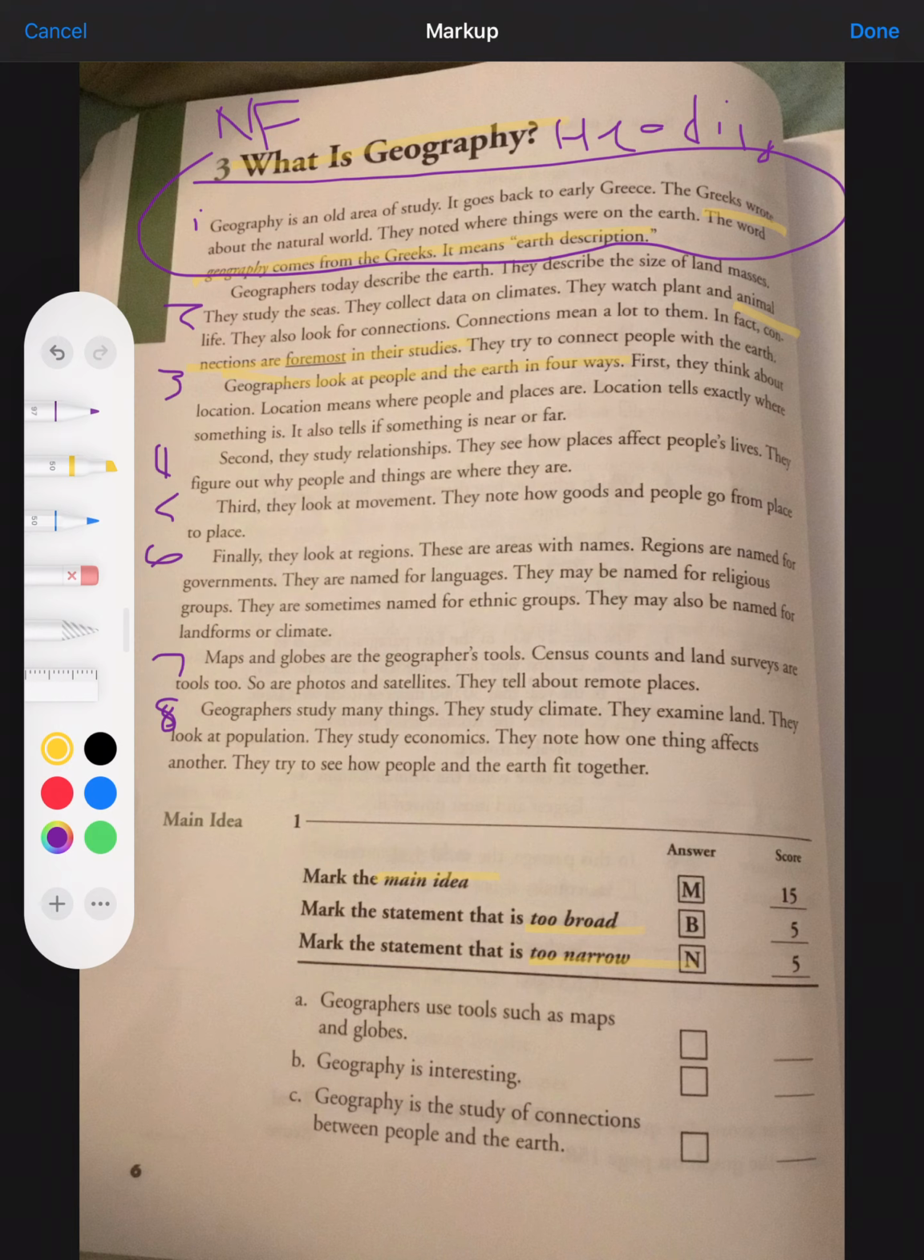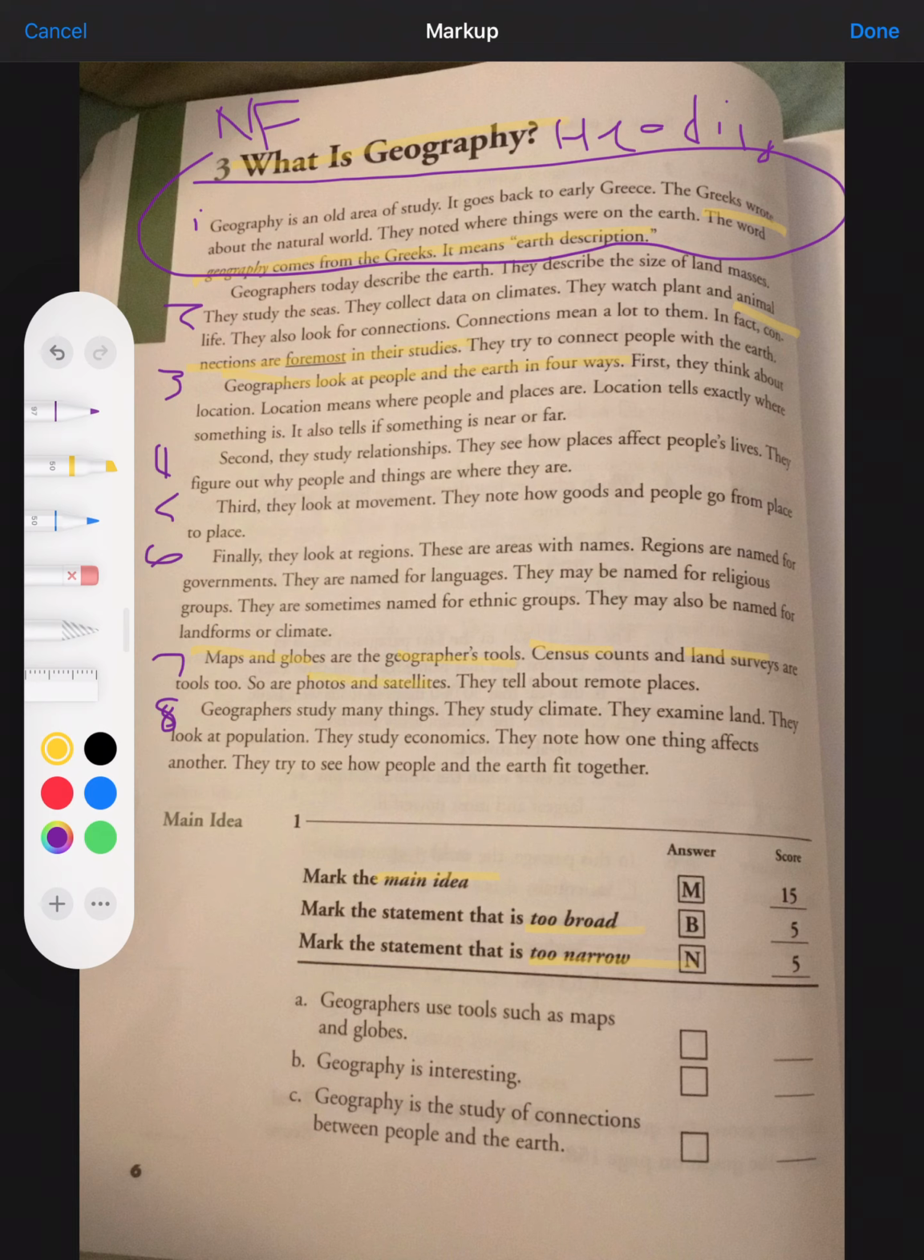Third, they look at movement. They note how goods and people go from place to place. Finally, they look at regions. These are areas with names. Regions are named for governments. They are named for languages. They may be named for religious groups. They are sometimes named for ethnic groups. They may also be named for landforms or climate. Maps and globes are the geographer's tools. Census counts and land surveys are tools too. So are photos and satellites. They tell us about remote places. So maps and globes, geographer's tools, census counts, land surveys, photo satellites.